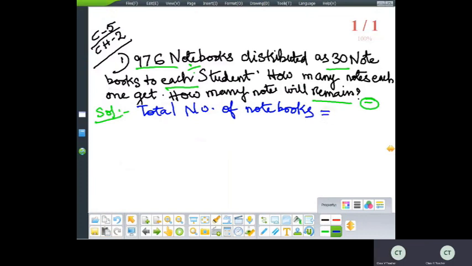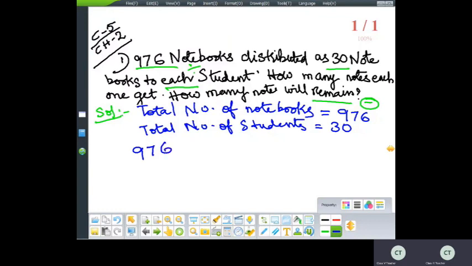So total number of notebooks are 976. Total number of students are how many? The number of students is equal to 30. Then the number of notebooks each one gets. So let us do the division part. So 976 divided by 30.